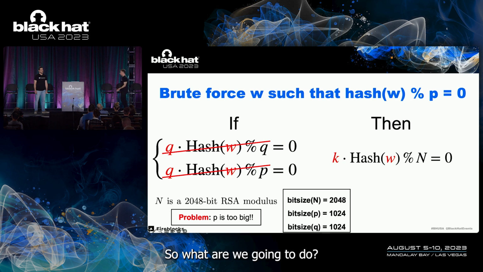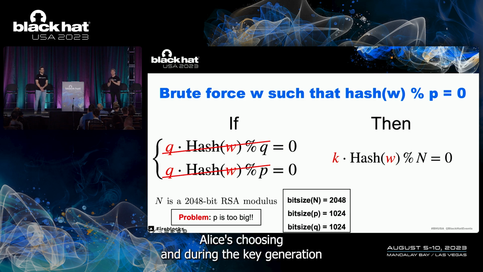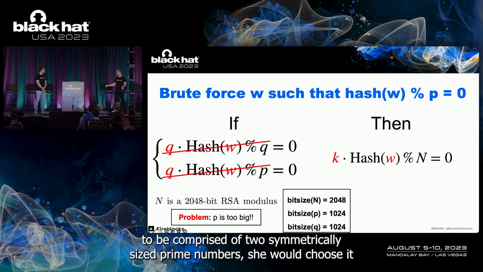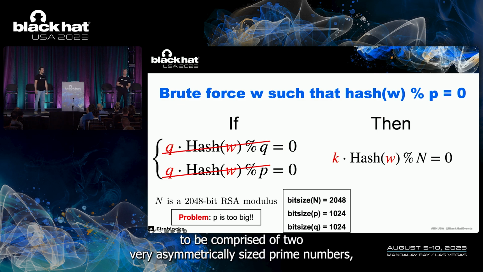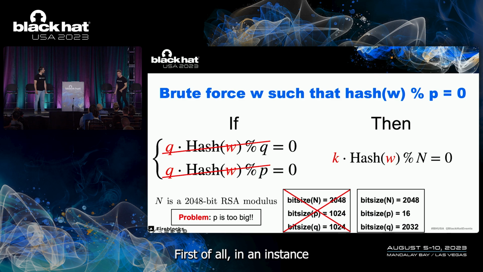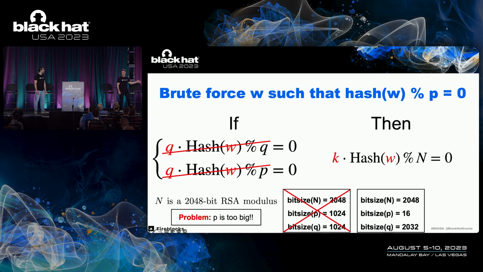So what are we going to do? Remember, Alice is choosing n during the key generation phase, which happens once per wallet. What if, instead of choosing it to be comprised of two symmetrically sized prime numbers, she chose it to be comprised of two very asymmetrically sized prime numbers, where p is only 16 bits in size, which is brute-forceable in an instant, and q is sufficiently large to make up for the size that n needs to be?